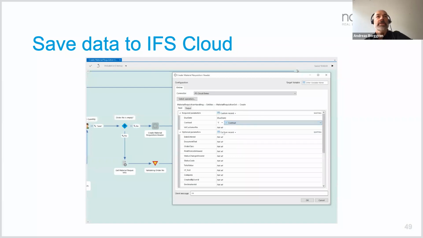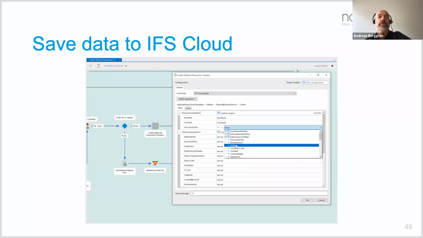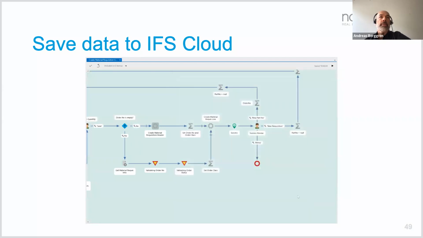And you see a list of all the optional parameters as well that you can set for creating the new header. So when this machine step is run, it will create this new requisition header, and you will get the complete header back into the target variable, and you can use it later on in the workflow.